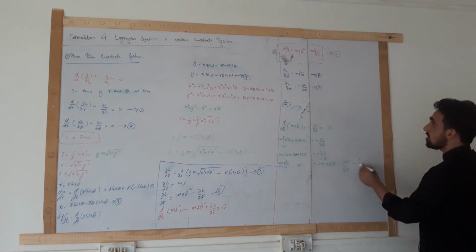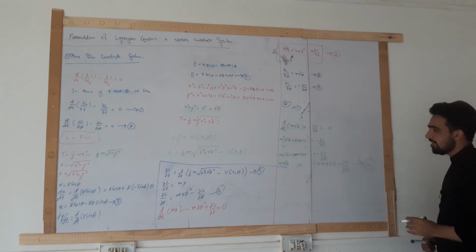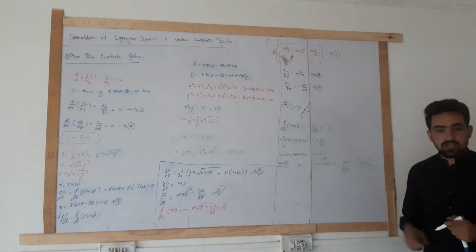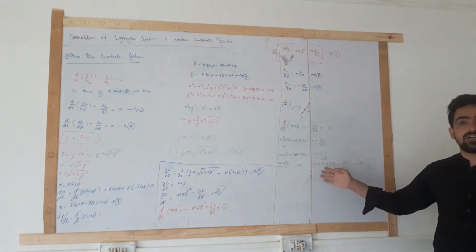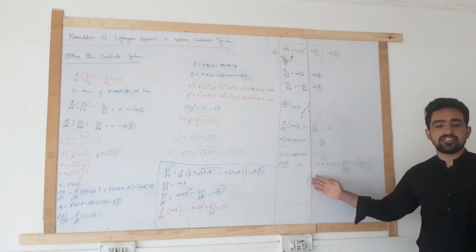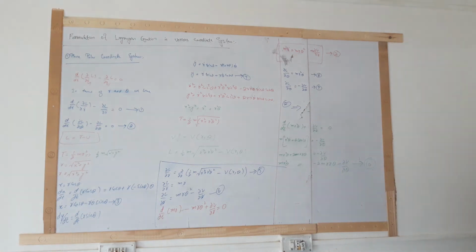So let us call this equation number 10, and this is the transformation of the Lagrangian equation in terms of theta and theta dot. Okay, so that was it. Thank you so much.